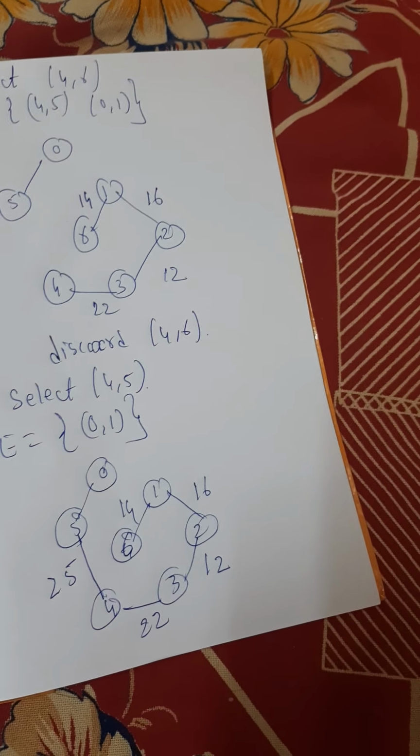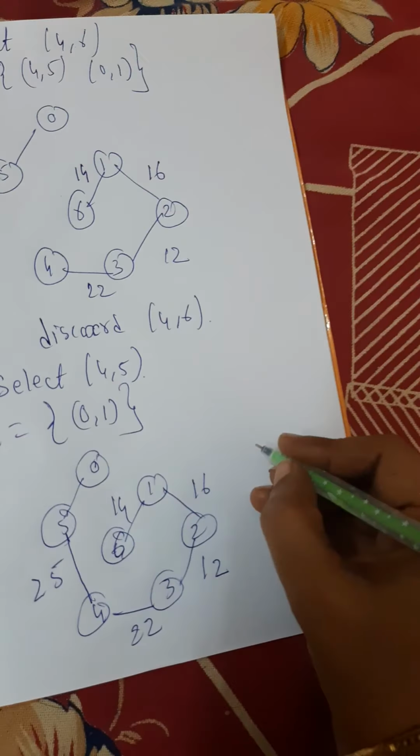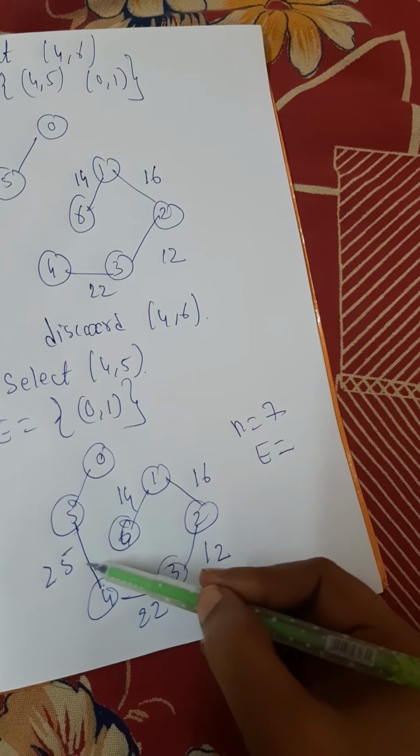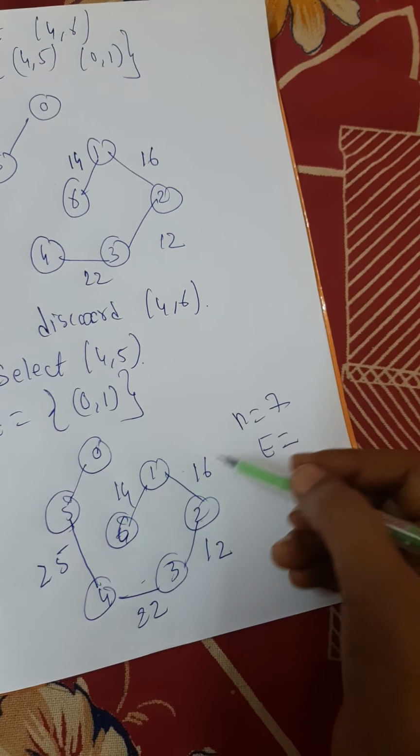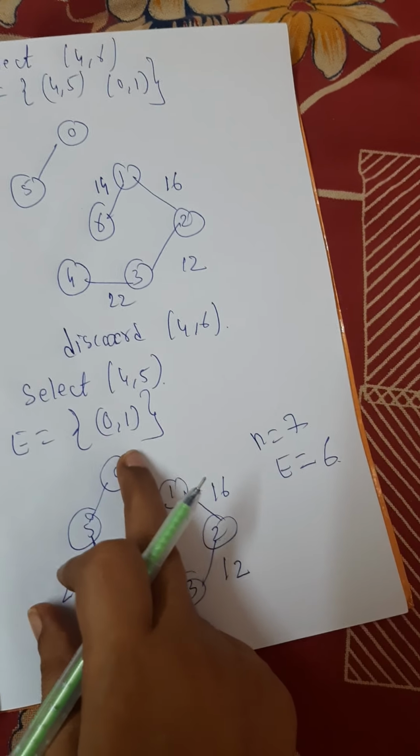Now if you observe here, the total number of vertices is 7 and the edges should be 6 here: 1, 2, 3, 4, 5, 6. Here we got 6. So in the next iteration, we will be discarding, that's all.